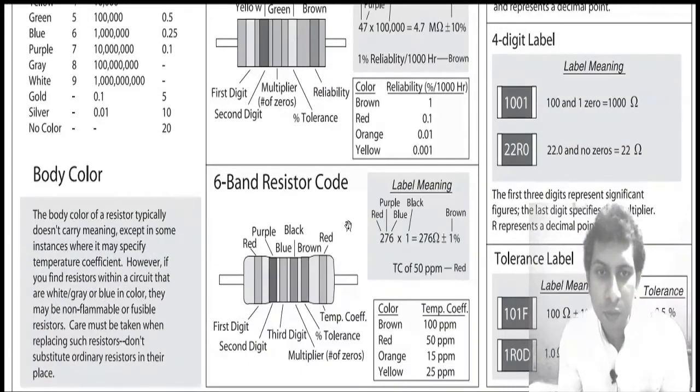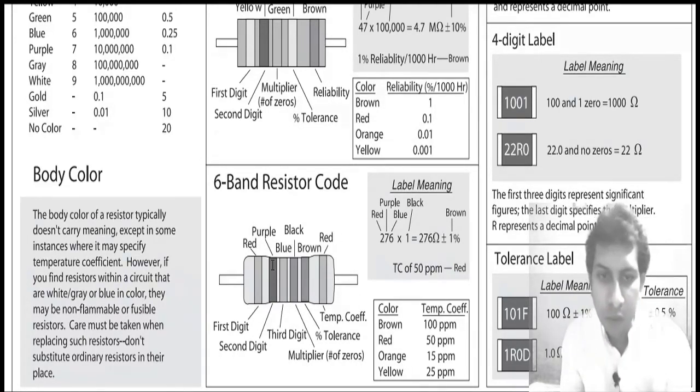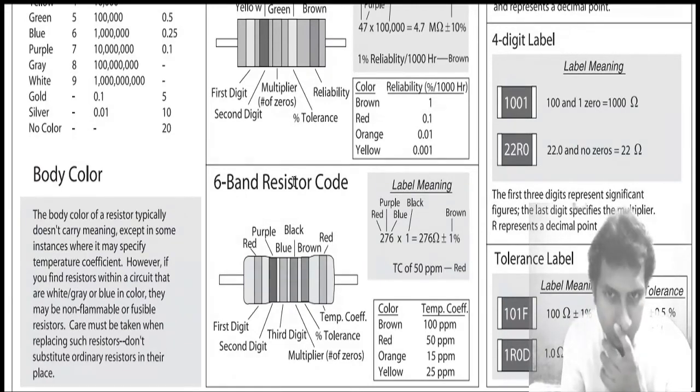Next we will move towards the 6 band resistor code. We have 6 different color bands on the resistor, and this is what we have to follow. The first digit from the left-hand side, the second digit, color band is purple and red, and the third digit will be blue. We have to find out the values from the chart of resistor color code, which gives 276. Then the fourth one is the multiplier band, which is black, that means 1.